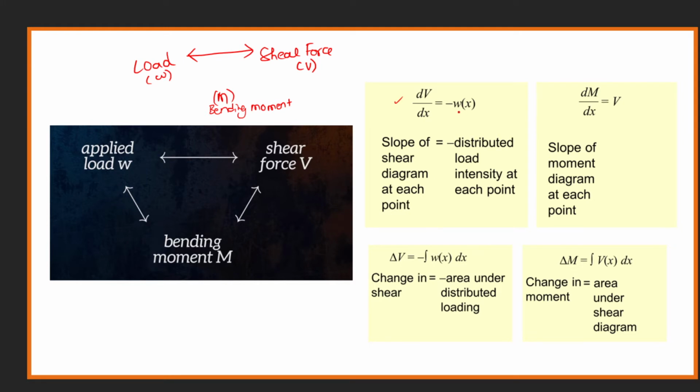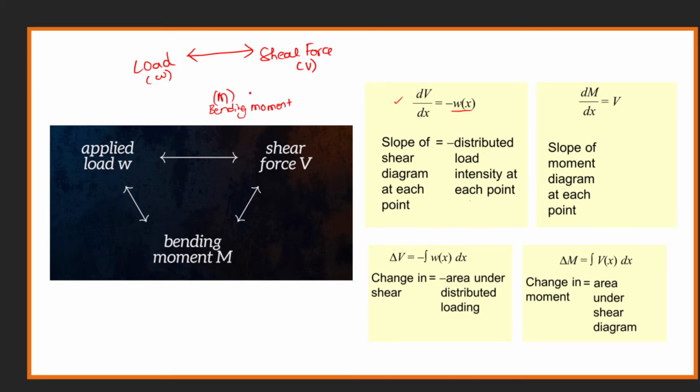Derivative of shear force will give you the negative of the load function. That means slope of the shear diagram at each point is equal to the negative of the distributed load intensity at each point. So, this is a good way of checking whether your answers are correct or not. I will show you how when I am doing example problems.